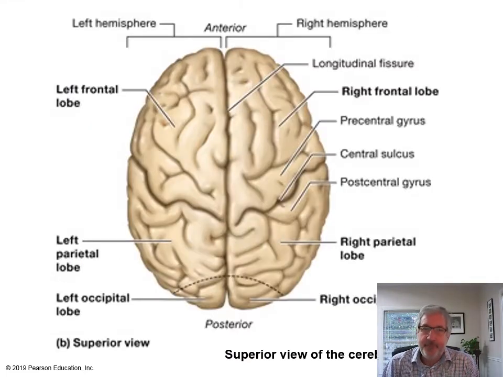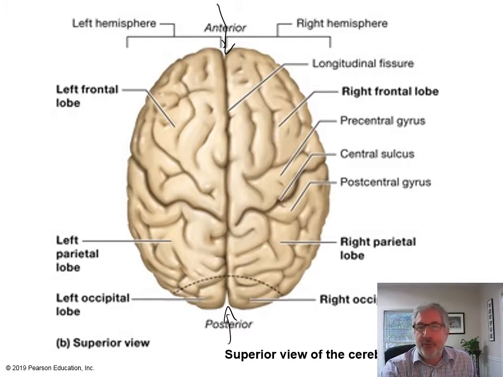Next slide. So here's a superior view of the cerebrum. You have a left and right half. You've probably heard about left brain and right brain. There is a fissure right down the middle. You can see right there, it goes all the way from anterior to posterior. So that's the median fissure, and then you have the left hemisphere and right hemisphere.